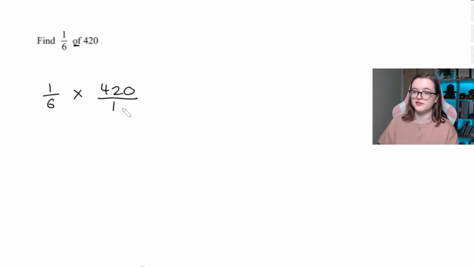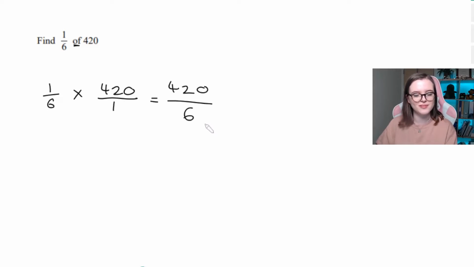And then from here, it's just fraction maths. Nice and easy. Times the top, times the bottom. So 1 times 420, that is 420. And then 6 times 1, that is 6. And then can we simplify this? Yes, we can.